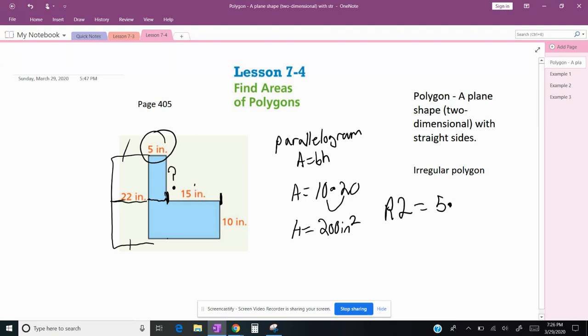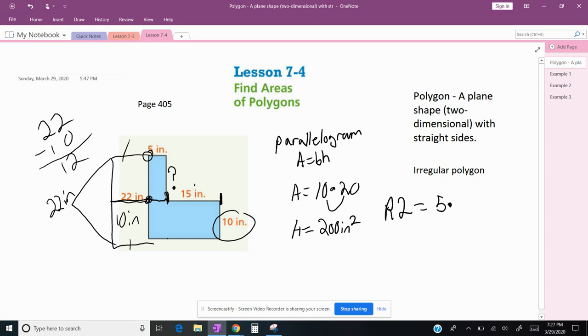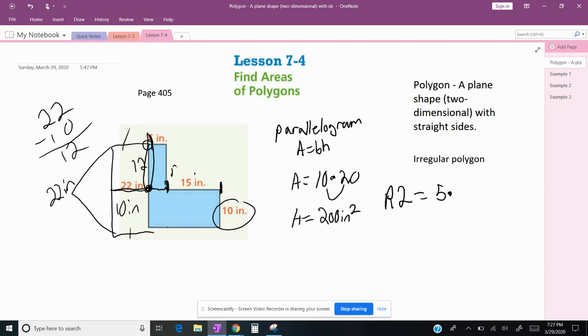And that bottom part, if I look over here, is 10 inches. So I need to figure out how far it is from there to there. And remember, the whole thing is 22 inches. So I'm going to do 22 minus 10 because I need to find the missing part. I'm going to get 12. So that means this side right there is 12 inches, or that question mark is 12 inches.